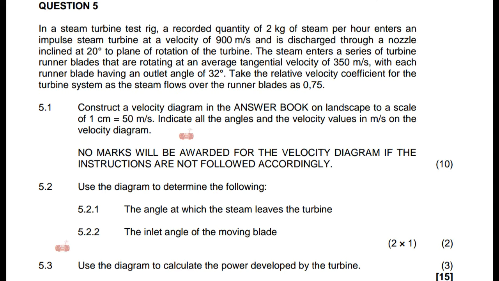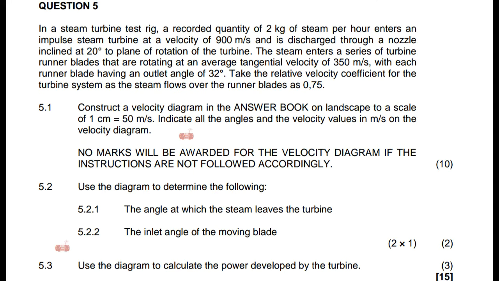The question that we will do is extracted from a question paper which was written on 11 April 2019, and it is question number 5. It reads as follows. In a steam turbine test rig, a recorded quantity of 2 kg of steam per hour enters an impulse steam turbine at a velocity of 900 meters per second and is discharged through a nozzle inclined at 20 degrees to plane of rotation of the turbine.